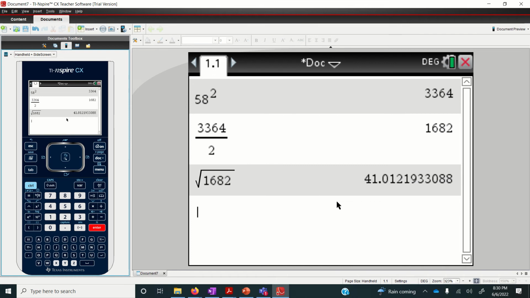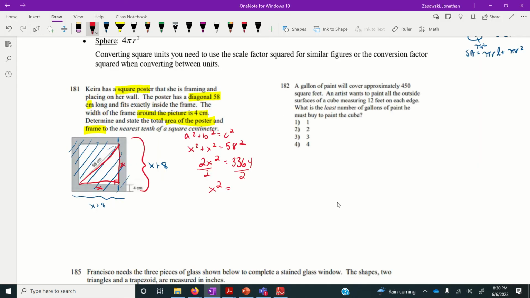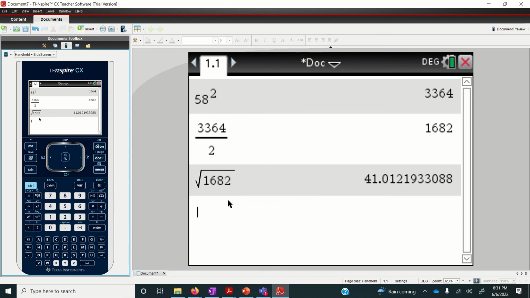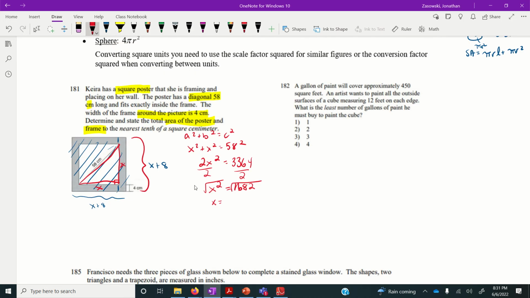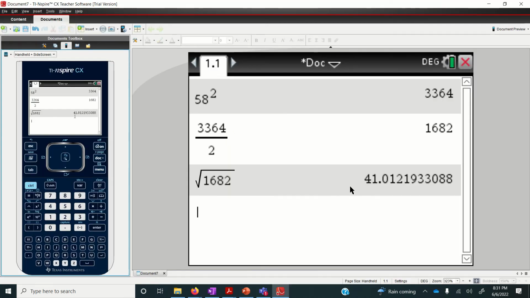And we get 41.0121983. So that is what we're going to get as a result. So 1682 here, and then square root that to get x. And so it says nearest tenth, and we're just adding 8 to both of those. So for right now, we don't want to do the nearest tenth. The area is the nearest tenth, not the side length. So we're going to kind of write this out.